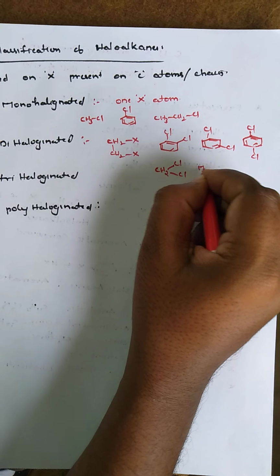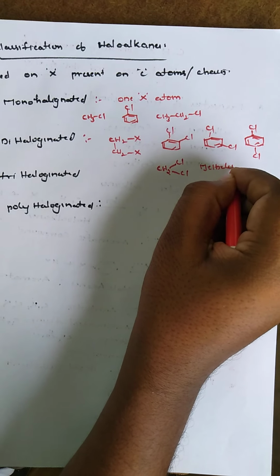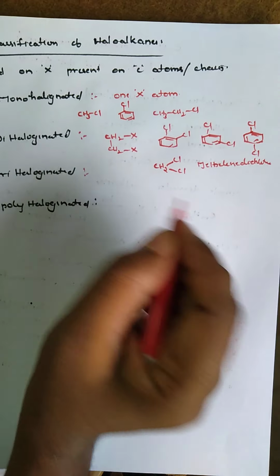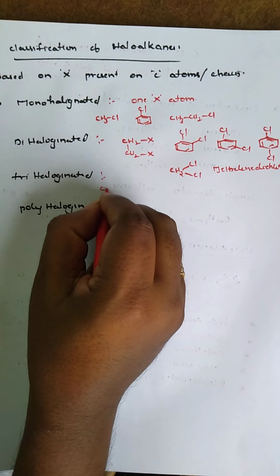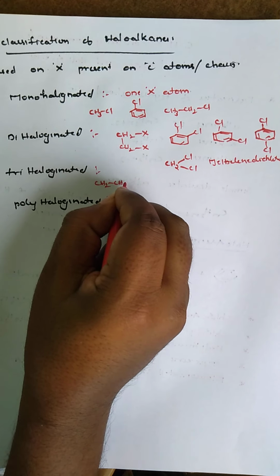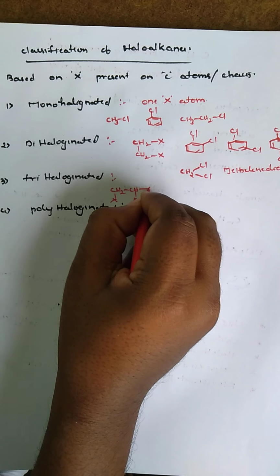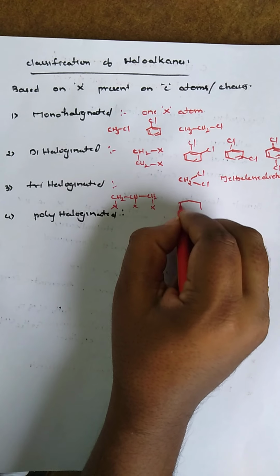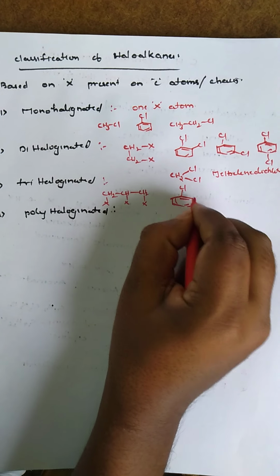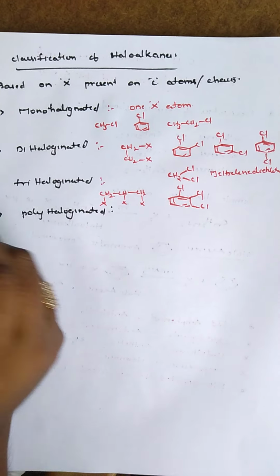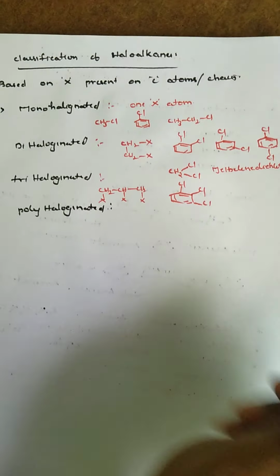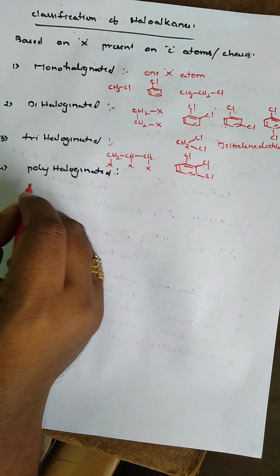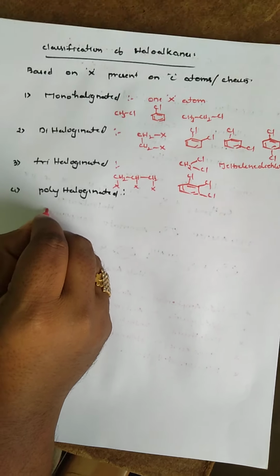Then we will call it methylene dichloride. Now trihalogenated: three halogens should be present. CH2, CHX and X. Now in the benzene ring, if it contains three halogens, chlorine, chlorine, chlorine, three halogen atoms present, then we will call it a trihalogenated compound. Now polyhalogenated compound. If there are more than three, then we will consider it a polyhalogenated compound.